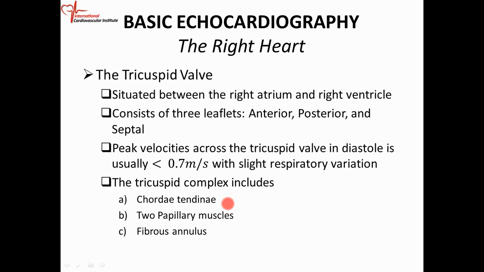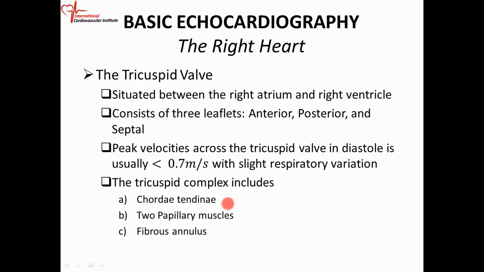The velocities and the pressures on the right side are usually less than on the left side. The peak velocity across the tricuspid valve in diastole, because blood flows across the tricuspid valve in diastole, is usually less than 0.7 meters per second. Remember, when we talk about the left side, it's usually about 1 meter per second. On the right side, the velocities and the pressures are usually less.